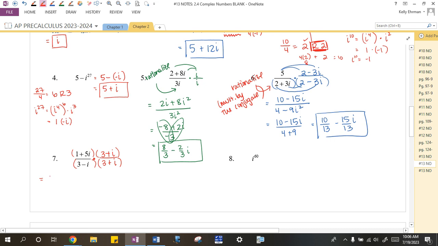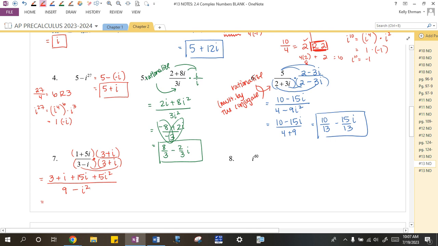So 1 times 3 is 3. 1 times i is plus i. 5i times 3 is plus 15i. 5i times i is plus 5i squared. The conjugates, we get 3 times 3 is 9. We get plus 3i minus 3i. I don't write that. I didn't write that in the last problem, but you can if you want to. Plus 3i minus 3i. And then negative i times i is minus i squared. With conjugates, it's always going to be something minus something squared. And minus something squared is always going to change to plus whatever.